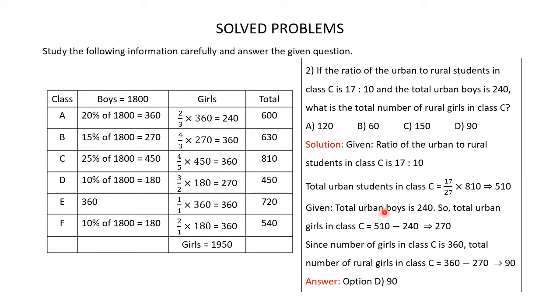Now it's given that total urban boys is 240. So total urban girls in class C is 510 minus 240, which is 270. Now from this table we know that the total number of girls in class C is 360. So total number of rural girls in class C is 360 minus 270, which is 90. So the correct answer is option D, 90.